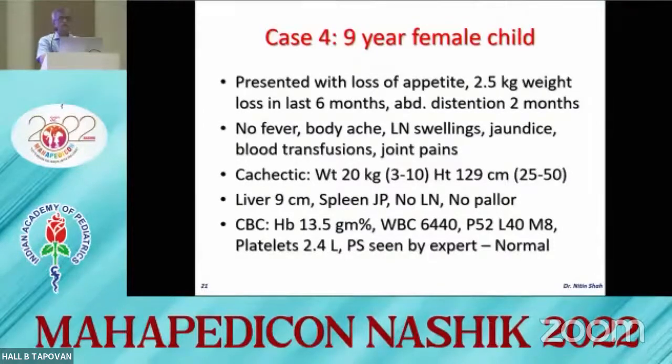Now she's got a liver of 9 centimeters below the right costal margin. And the spleen is just palpable. There is no lymph node, no pallor. This child's CBC is absolutely normal. Hemoglobin is 13.5. WBC and differential are normal with a normal ANC. Platelets are 2.4 lakh. The peripheral smear was seen by us at Wadia Hospital.